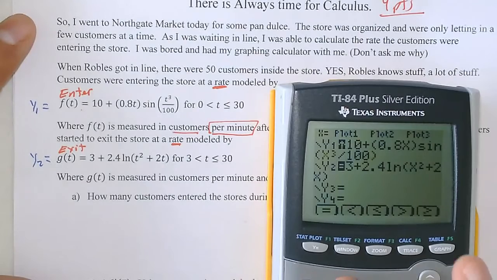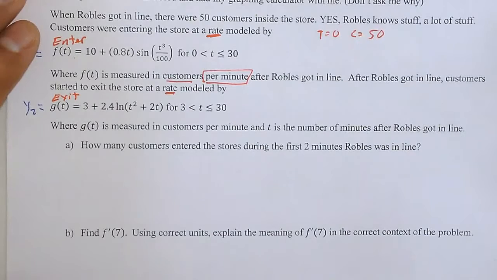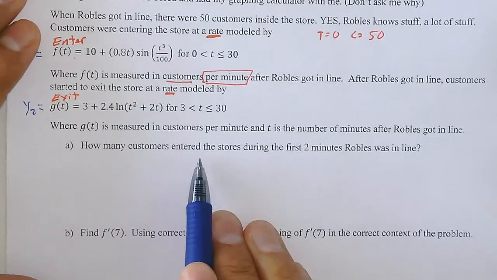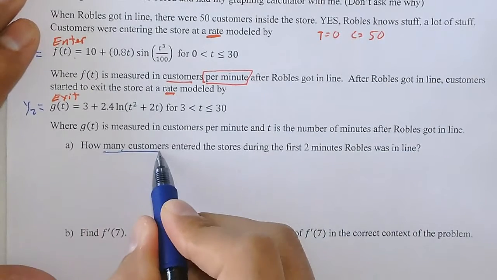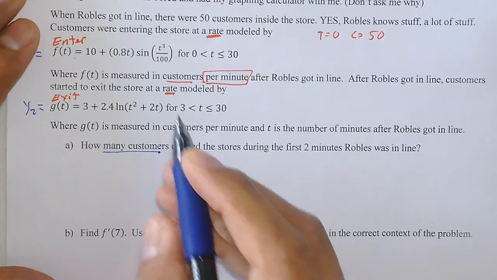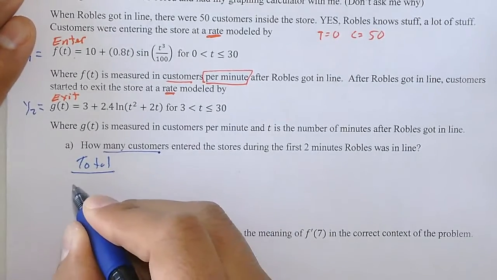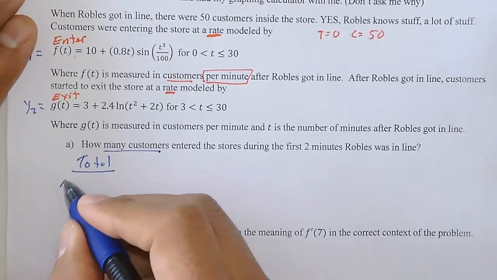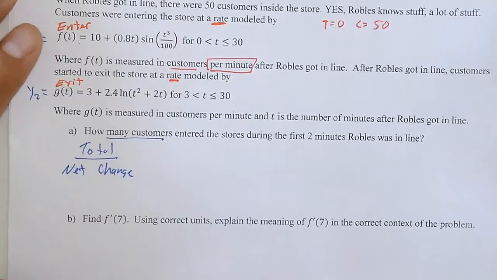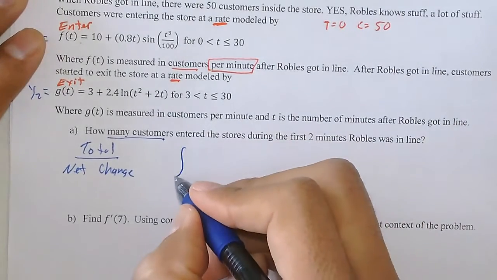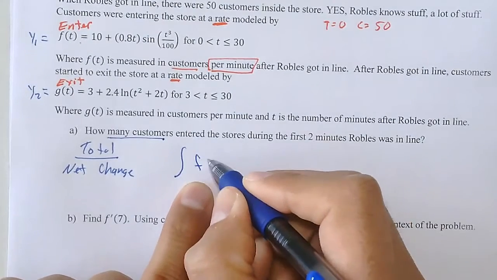Part A. How many customers entered the store during the first 2 minutes? Well, to find the number of customers entering the store, I need to find a total displacement. Now, a total net change, let's call it that. Words that we talked about before. To get a net change, I need to integrate a rate. The rate of when people coming into the store is f of t dt. So when I want to get a total change, I integrate the rate.